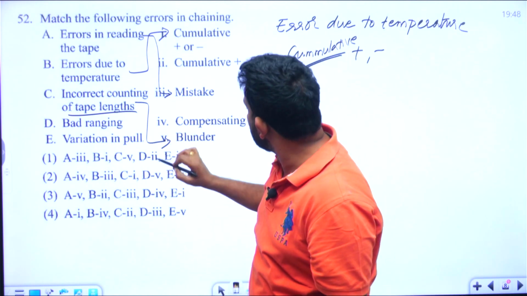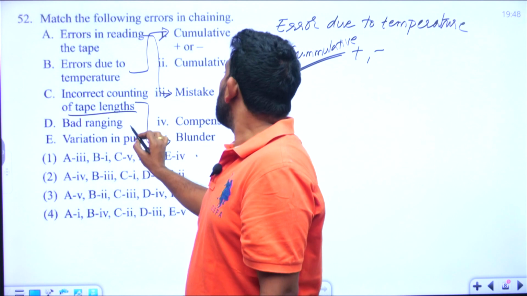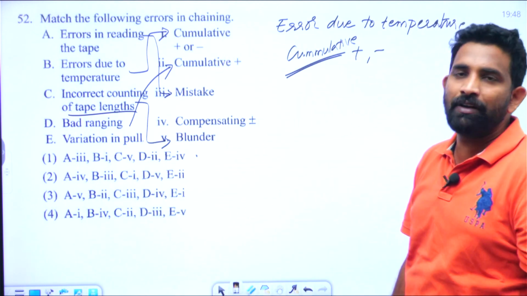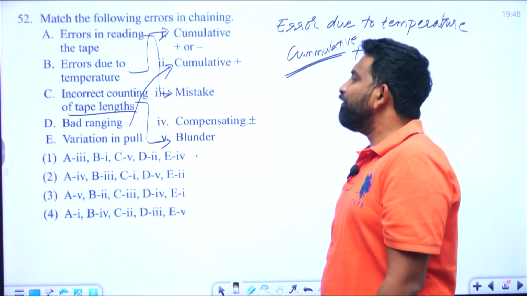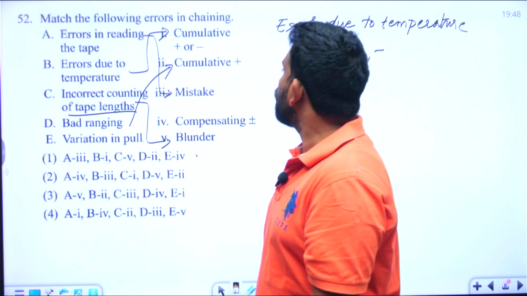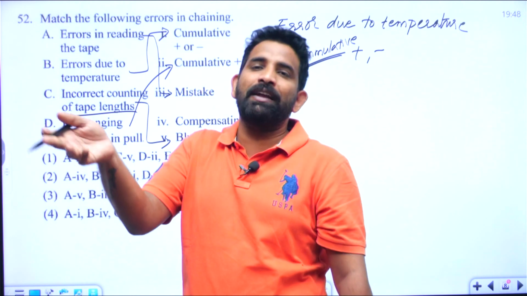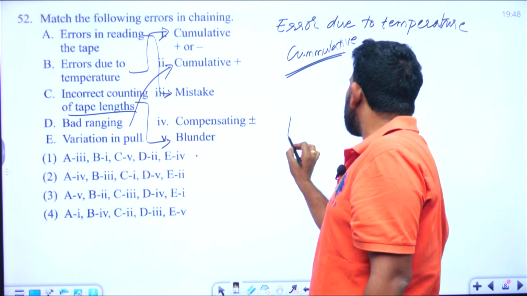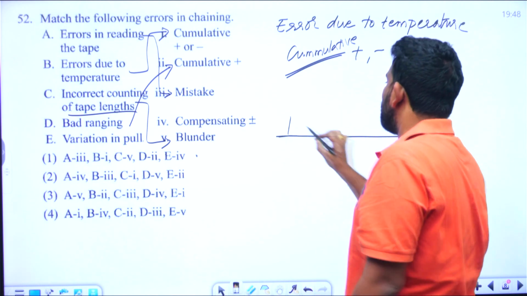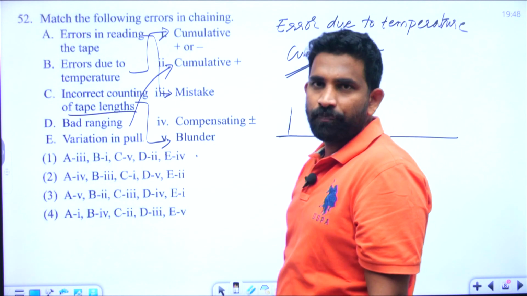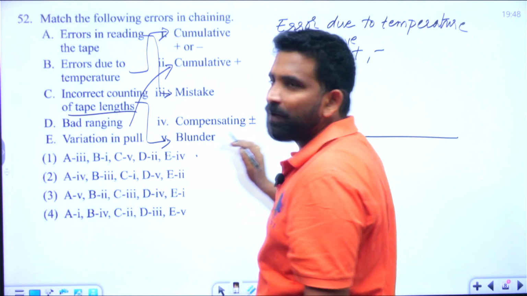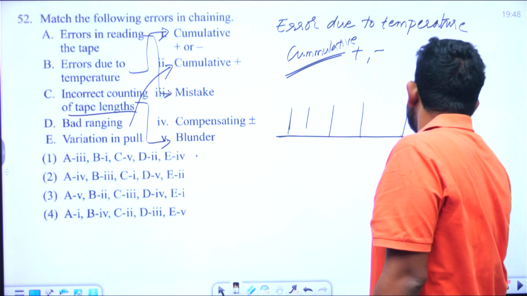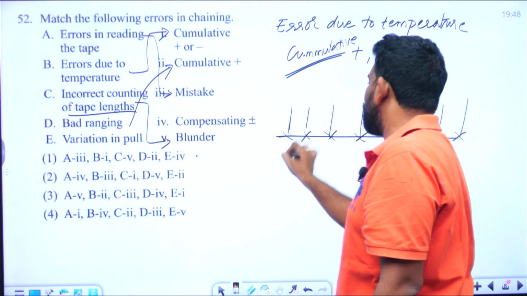Sorry, bad ranging. Bad ranging will always be cumulative and it will be positive. Why, sir, are we considering bad ranging as a cumulative error? In a sense, this can also be considered a personal error. But what is ranging here? Ranging is a process of establishing or drawing a straight line by using ranging rods. By the ranging method, we draw a straight line by establishing multiple ranging stations or ranging rods.